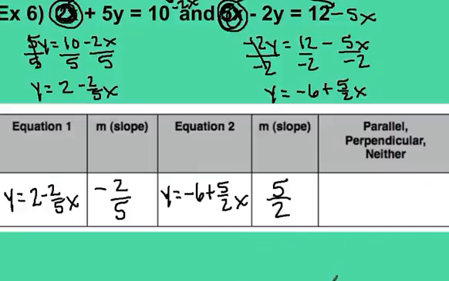For these two lines to be parallel, they'd have to have the same slope. For them to be perpendicular, they'd have to have different signs and be flipped versions of each other. And so they do have different signs. This one's negative, this one's positive. I have 2 over 5 and 5 over 2, so those are flipped fractions. That means that these two lines must be perpendicular.